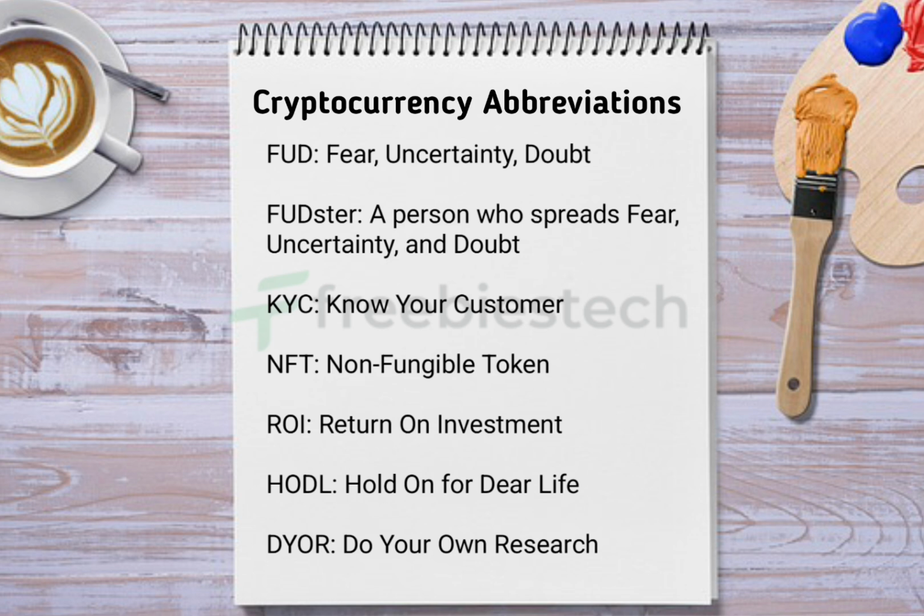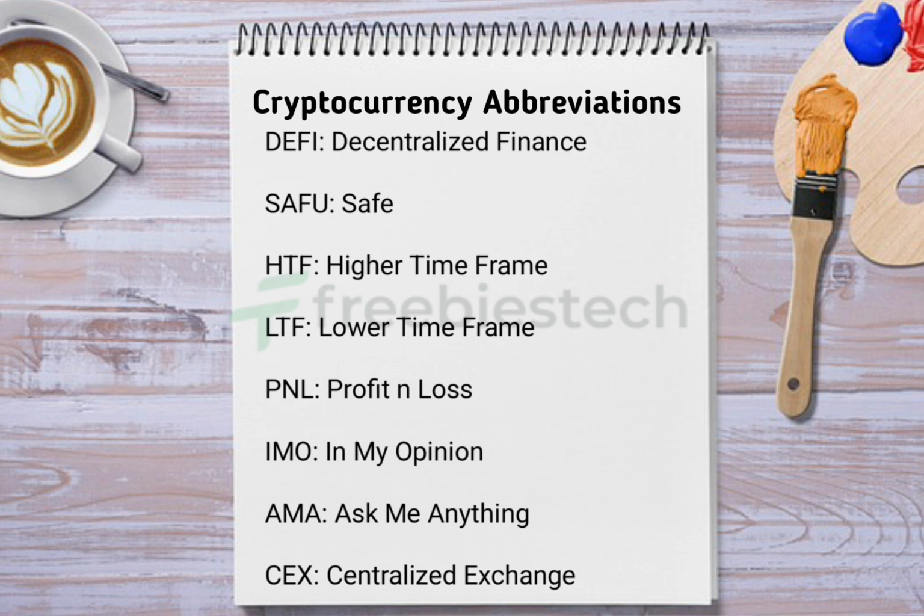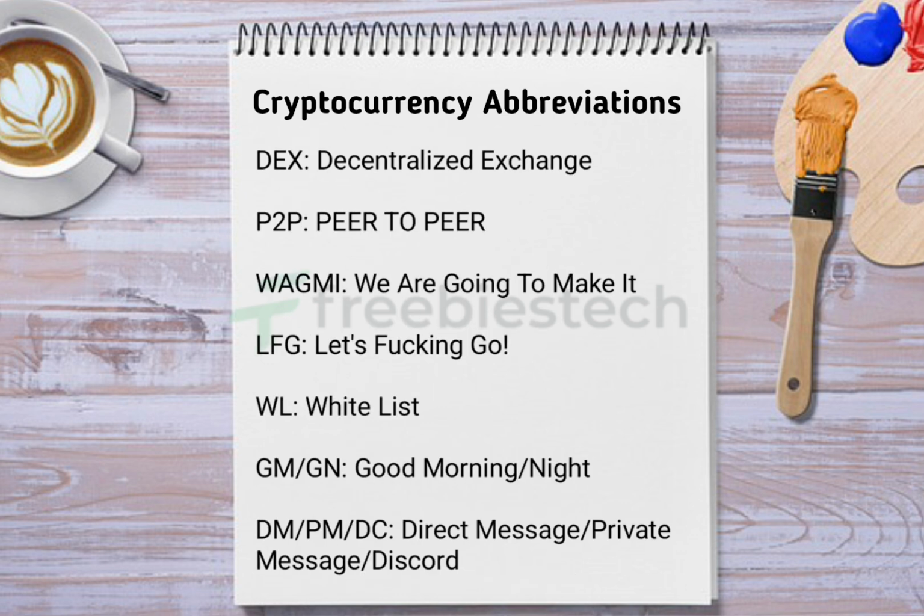DYOR, Do Your Own Research. DeFi, Decentralized Finance. SAFU, Safe. HTF, Higher Time Frame. LTF, Lower Time Frame. PNL, Profit and Loss. IMO, In My Opinion. AMA, Ask Me Anything. CEX, Centralized Exchange. DEX, Decentralized Exchange. P2P, Peer-to-Peer.